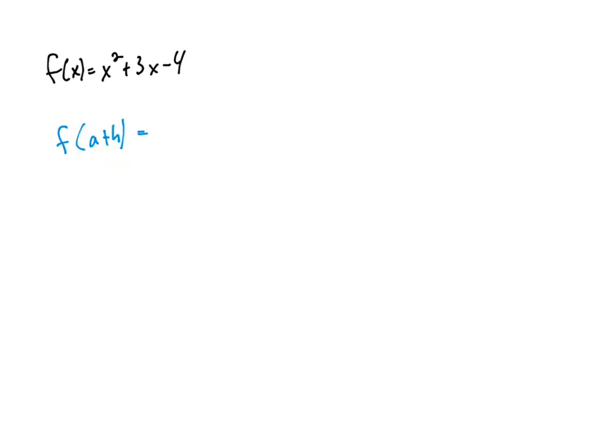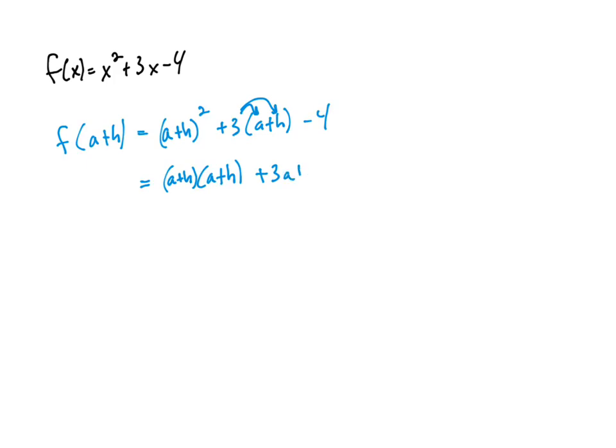Let's do one more with that same f function. This time I'm going to input a plus h into the function. So even though there's two terms, a plus h, that we are inputting, we still do it in the same way as we did the previous two examples. So a plus h squared, that means a plus h times a plus h, plus 3. This 3 gets distributed here. So 3a plus 3h minus 4.